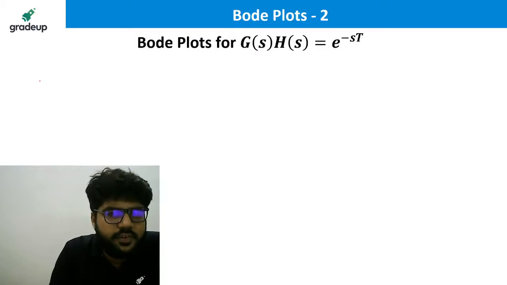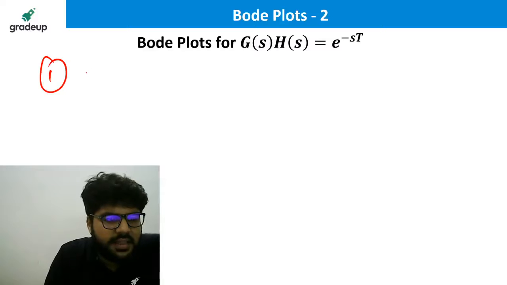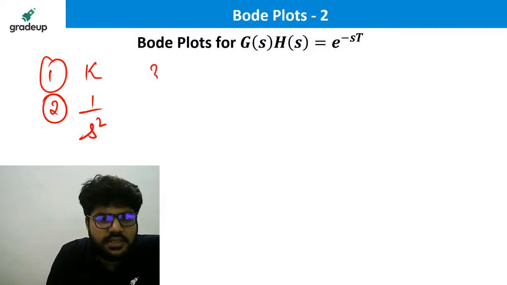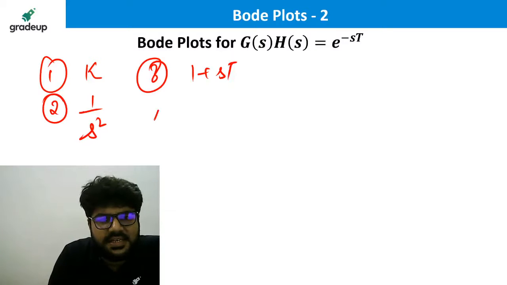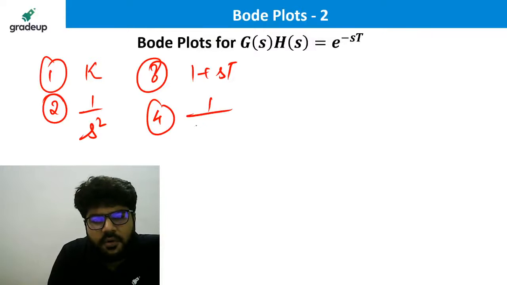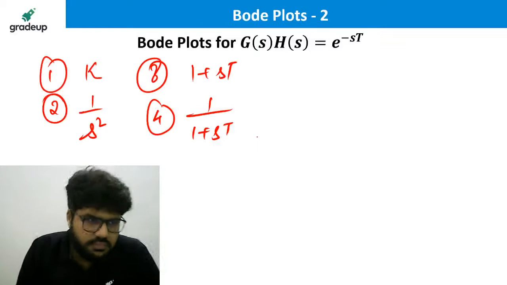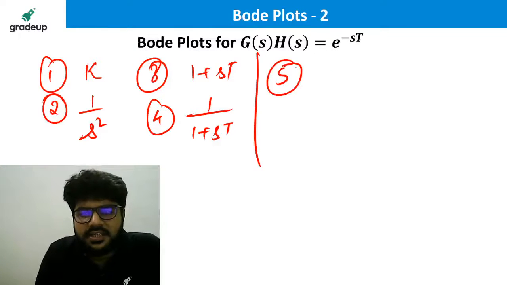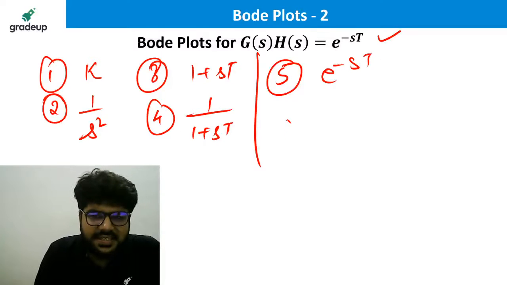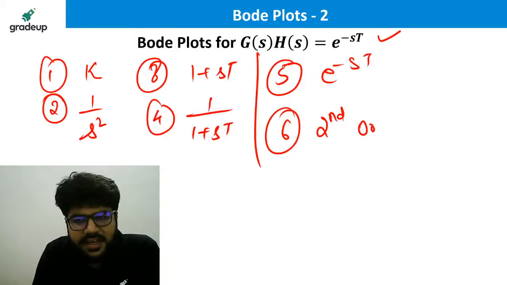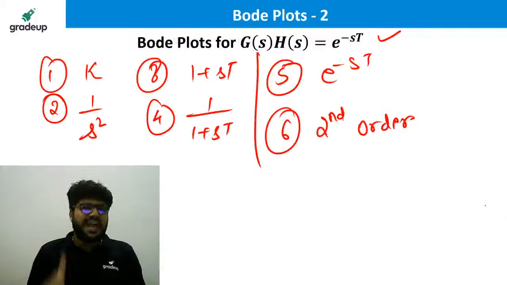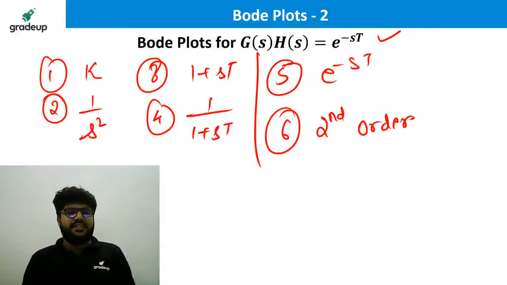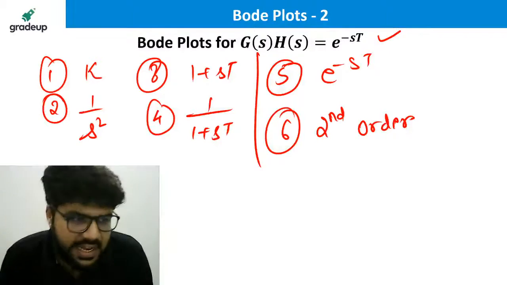All right. So if you remember, till now we have done the Bode plot analysis for the constant term k, for poles at origin, for 1 plus st, for 1 upon 1 plus st. And as I told, next we are looking into e power minus st. Next, after that, I will discuss the second order system. And after that, I will discuss the asymptotic phase plot, the approximate phase plots, and then we will jump to our MCQ questions, the gate level problems.